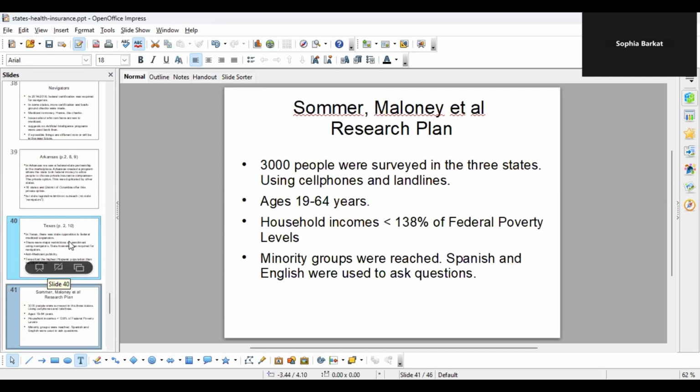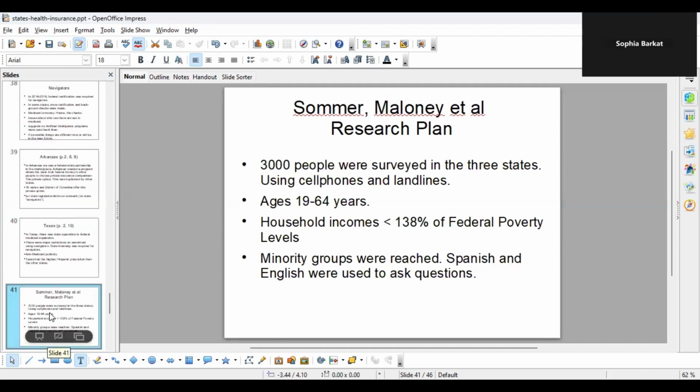They actually knew that these things were happening and they wanted to see what happened. So they surveyed people in the 3 states using cell phone and landlines. They surveyed the age group 19 to 64 years, household income less than 138% of the federal poverty level. Many of these groups reached were minorities, meaning ethnic minorities, people speaking Spanish and English.